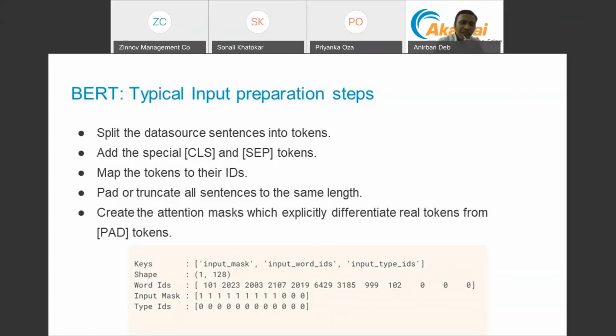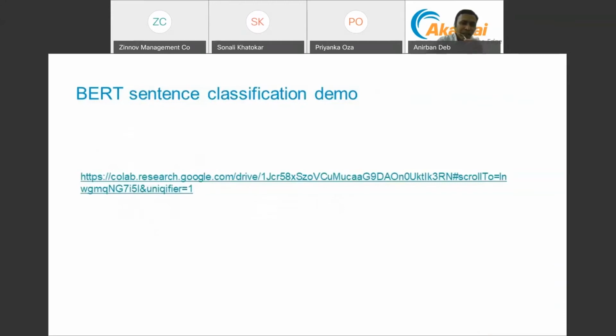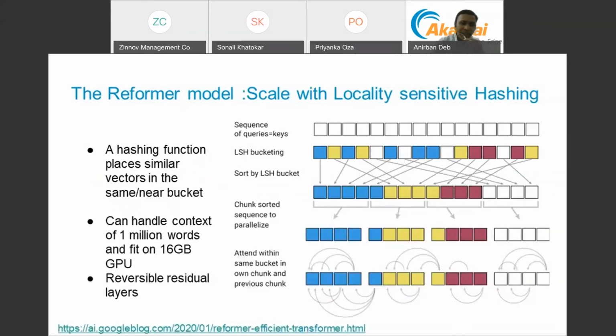And all this is available in the Transformers library, but I'm just mentioning here that you need to do this. I'll do a demo anyway, but I'll come to it a bit afterwards. Okay, so let me finish off this transformer architecture and the applications.